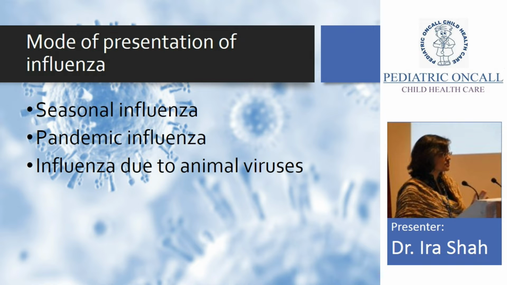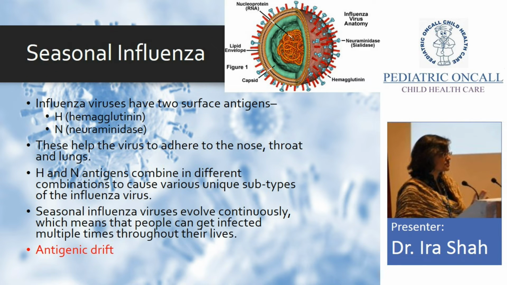Now, how does influenza present? It either comes to you as a seasonal influenza, in a pandemic form, or as influenza due to animal viruses. I've already discussed the animal virus, so I won't go into that. But we'll discuss seasonal influenza and pandemic influenza. Seasonal influenza: we know that influenza has two antigens, the H antigen and the N antigen, and various permutation combinations of these antigens give us the various types of viruses. So we have influenza A H1N1, influenza A H3N2, so you have different combinations.